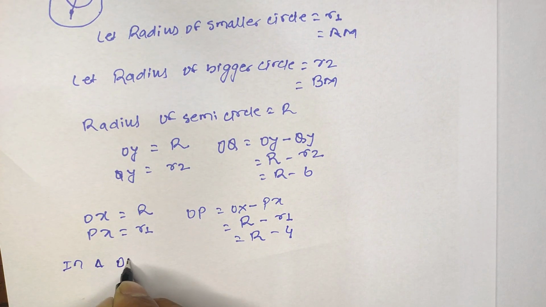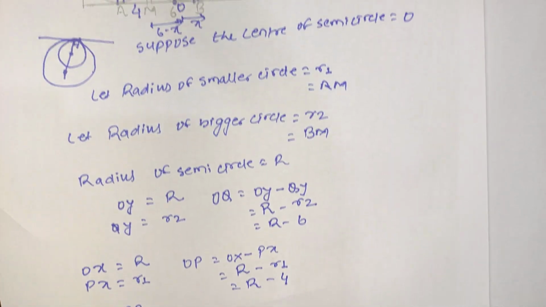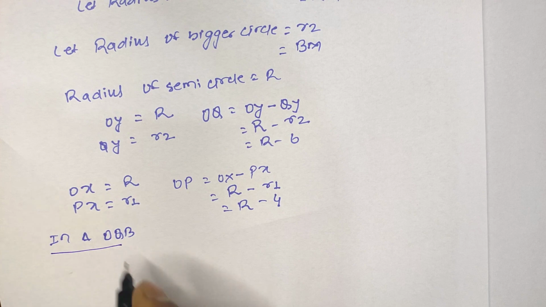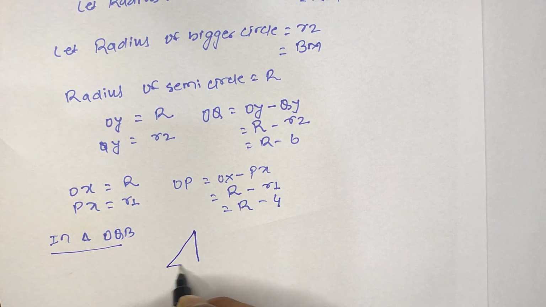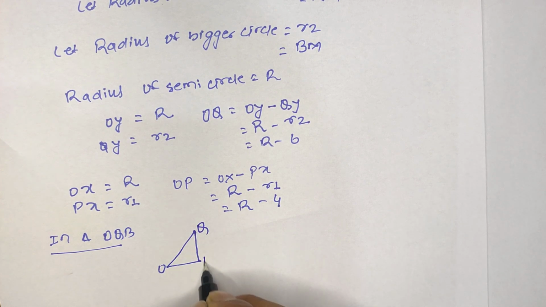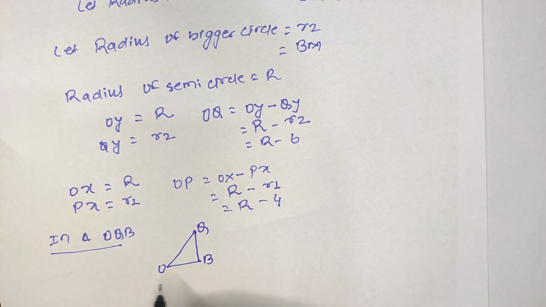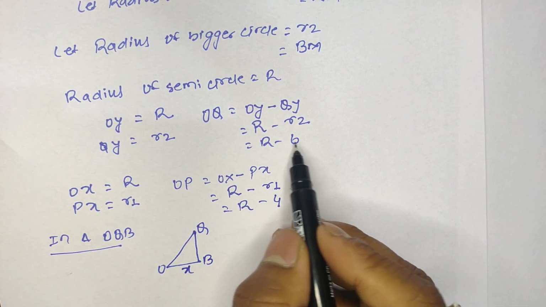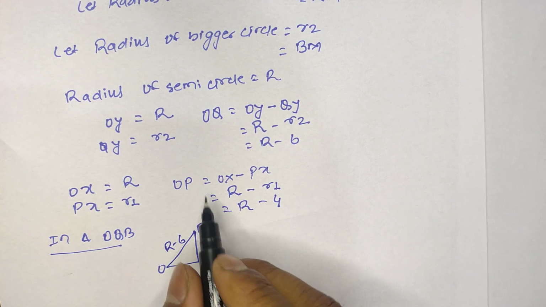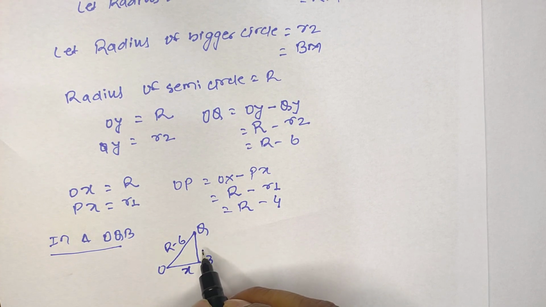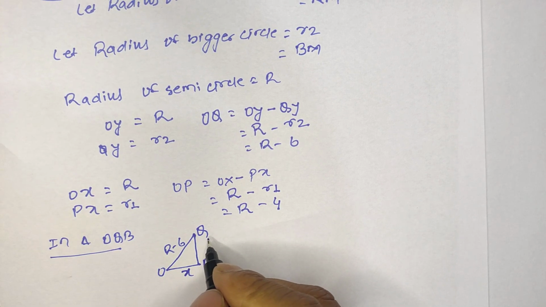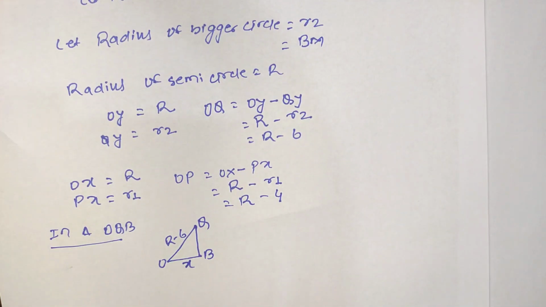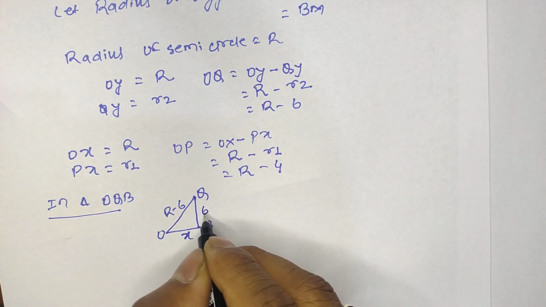Then we are going to look at the triangle OQB. So I can draw a triangle here, where we have the triangle OQB. This is our O, this is our Q, this is our B, and this side length is x. And OQ we find as r minus 6, and QB is equal to the radius of the bigger circle. Here you can see that QB is the radius of this bigger circle, so QB is 6 units.